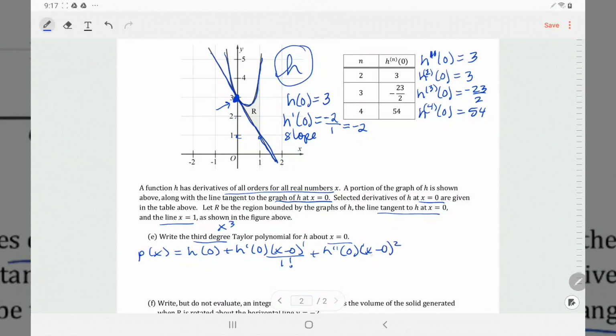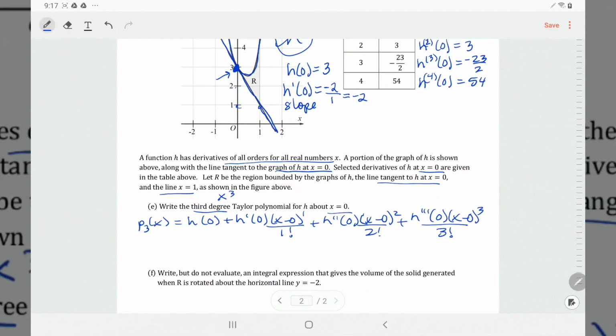Okay, h of 0 I figured out was 2. H prime is minus 2, so minus 2x over 1 factorial is 1. H double prime is 3, so that's x squared over 2 factorial. H triple prime is negative 23 halves over 3 factorial, x to the third. And you don't have to simplify it, so that would be the answer.